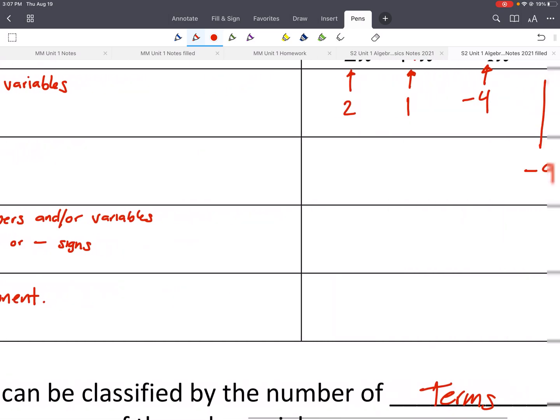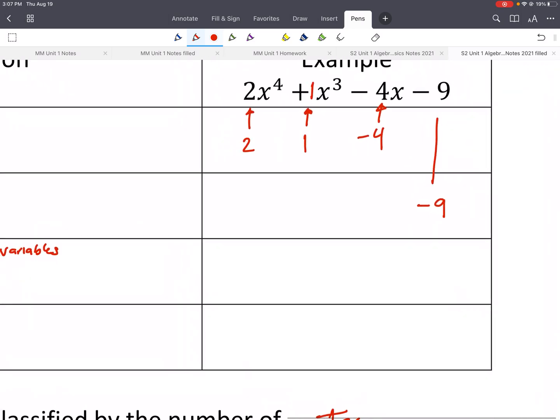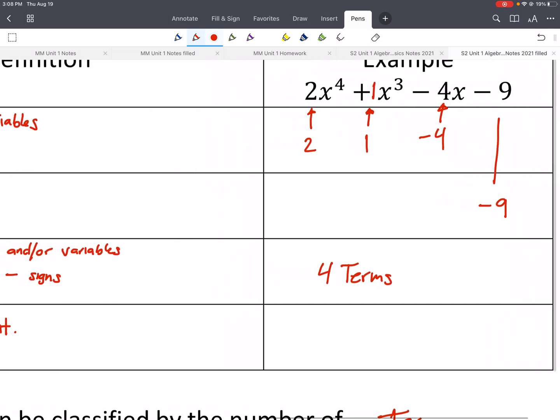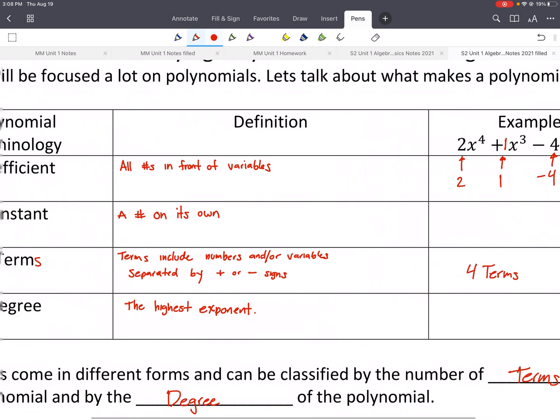So if we go back to this example, this would be one term, this would be another term, this would be another term, and this would be another term. So here we have 4 terms. Or you could just say 4. So the number of terms is 4. And why do we want to know that? Well, we will find out in just a minute.